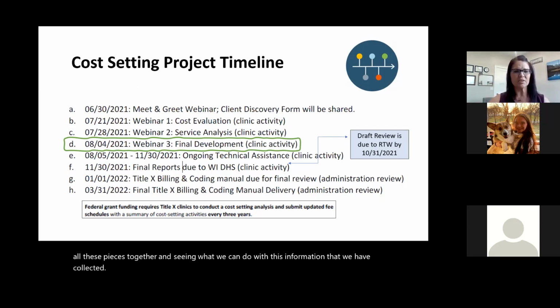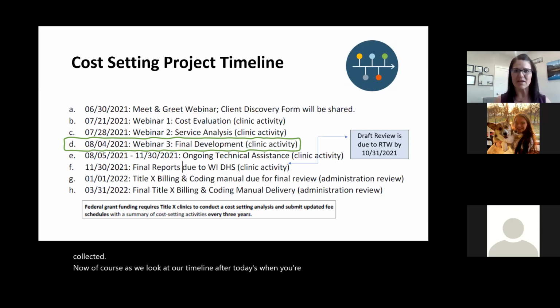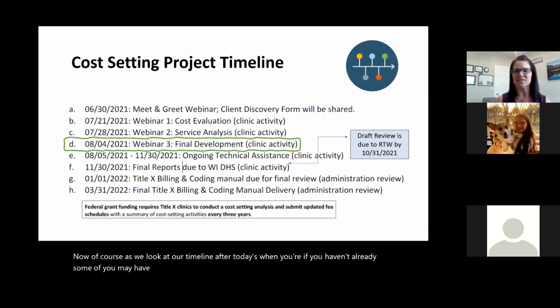Now, of course, as we look at our timeline, after today is when, if you haven't already, some of you may have already started on some of these activities that we've discussed. But again, now it will be your opportunity to start analyzing these details, collecting the data that we have discussed, and then reaching out for that technical assistance through RT Welter when needed.